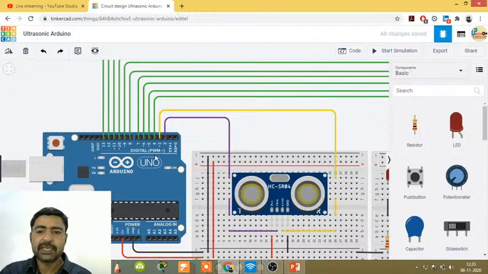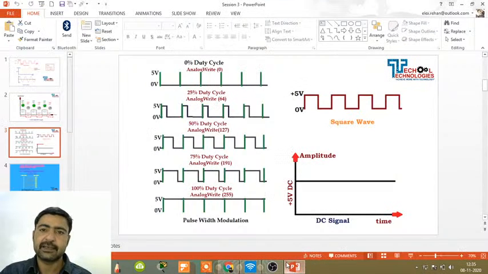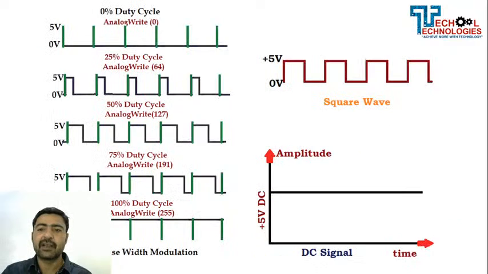But how are these pins giving analog output? Because they use the pulse width modulation technique to achieve this analog output. What is pulse width? It may be a little difficult for you, because this is an engineering concept. Even those people get confused in this. So don't take it seriously, but try to understand it.